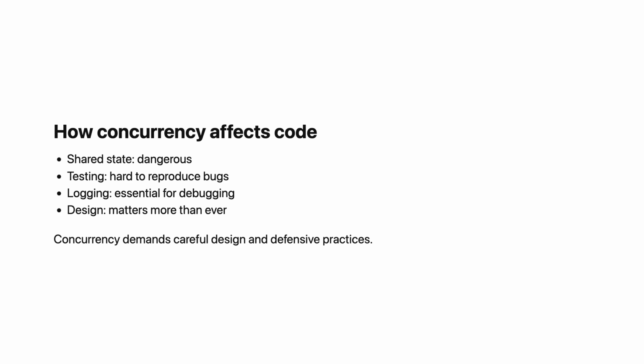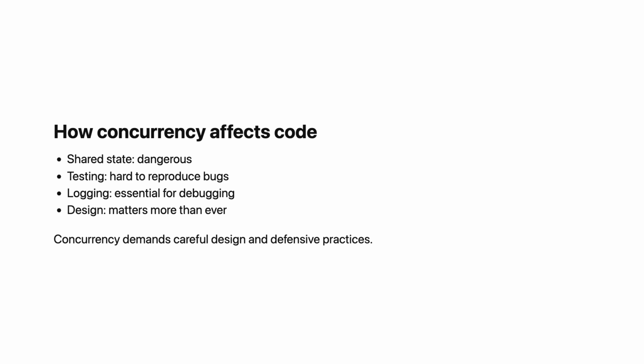Concurrency affects how you write code. Shared state becomes dangerous. If two tasks read and write the same variable, chaos ensues. You must protect shared state or avoid it. Testing is harder. You cannot easily reproduce bugs that depend on timing. Tests might pass 99 times and fail once.